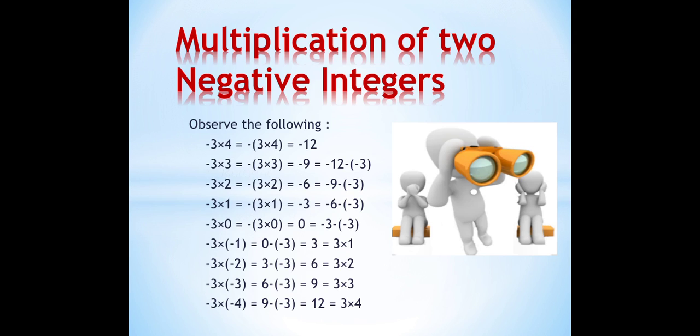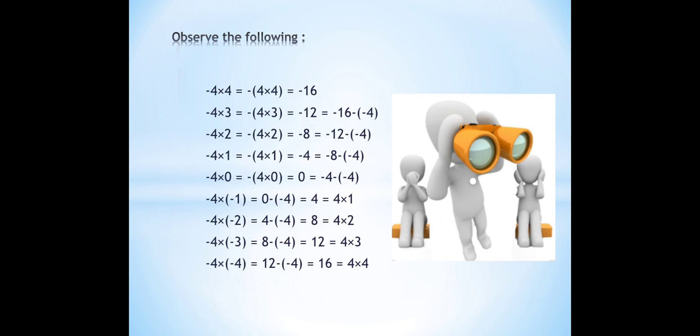Let us check some more examples. Observe the following pattern again. Minus 4 into 4 is equal to minus 16. Then minus 4 into 3 is equal to minus 12, which is equal to minus 16 plus 4. This time I will add 4 because I am multiplying by minus 4 in all the cases. So that's why this time I will subtract minus 4.